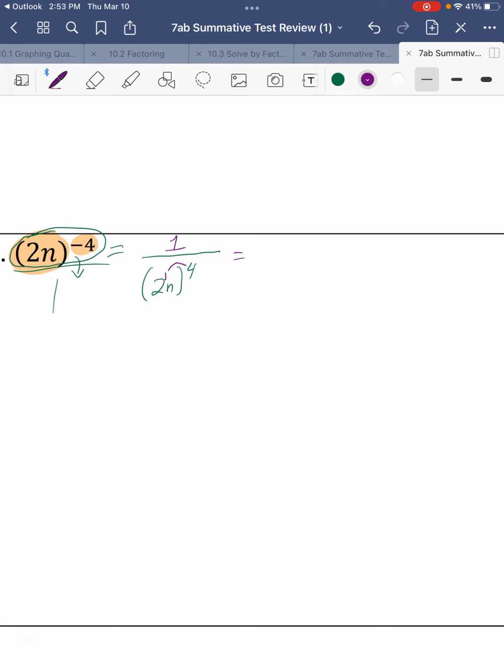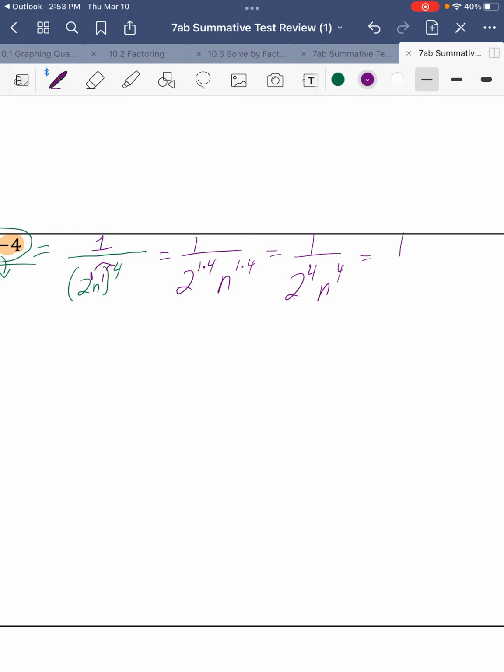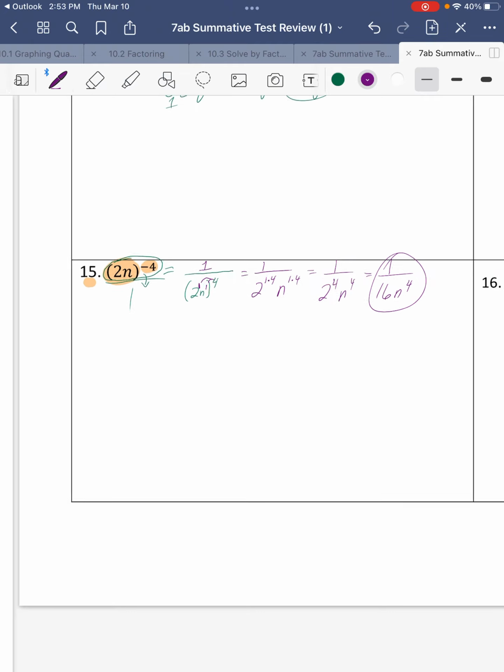Now we have exponents that we can distribute in. That's going to be 2 to the first. So it's going to be 2 to the 1 times 4. And it's n to the 1 times 4. Distribute that 4 in, power to power rule. So that's 2 to the 4th, n to the 4th. 2 to the 4th is 16, so we could simplify that, 16 n to the 4th.